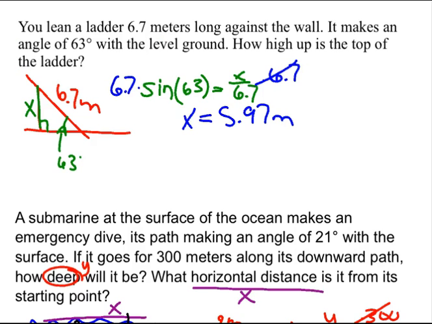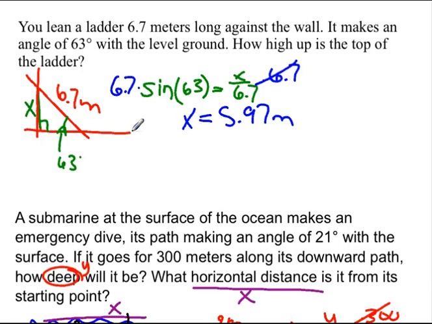So I drew a picture to go along with this one. You can see my ground is this horizontal line, my wall is that vertical line, and my ladder is leaning up against it. The wall and the ground should make a right angle, and I filled in all my angles and my sides. And I'm realizing that sine is the trig function I needed to use. I got sine of 63 equals x over 6.7. Well, I multiply by 6.7, and x is 5.9 meters.